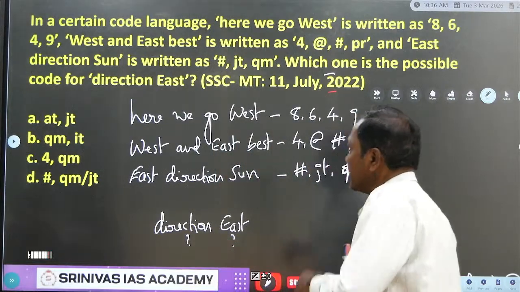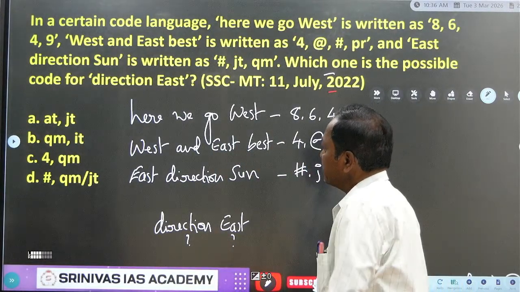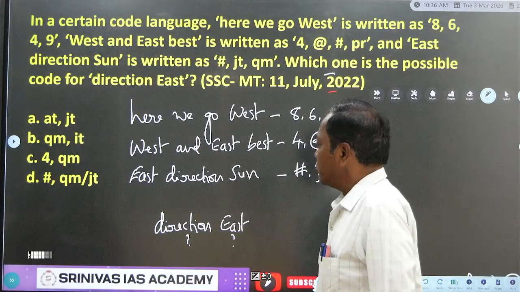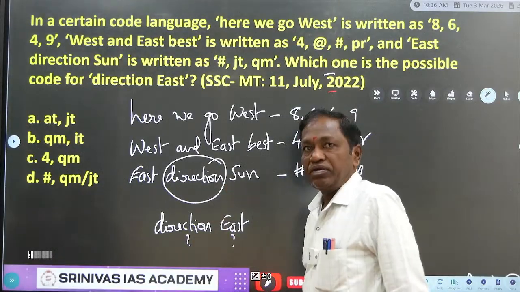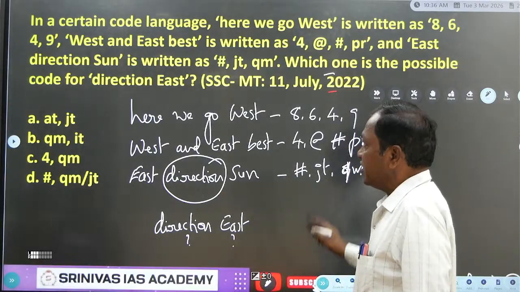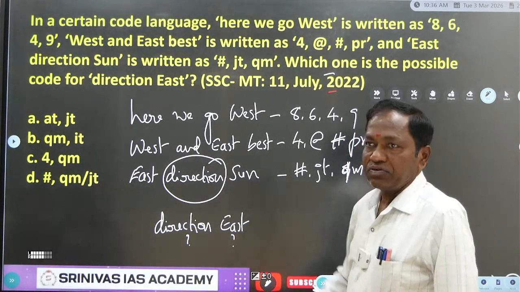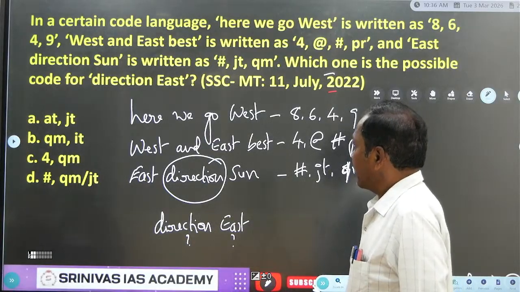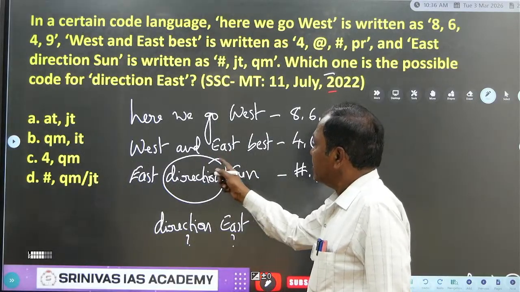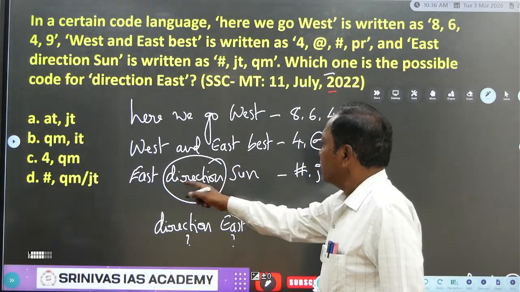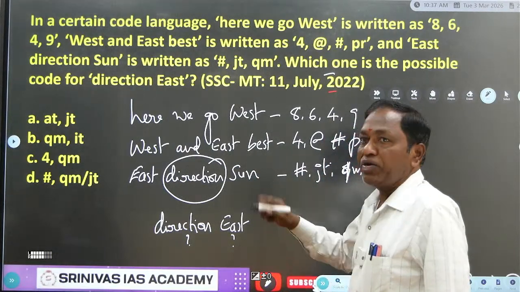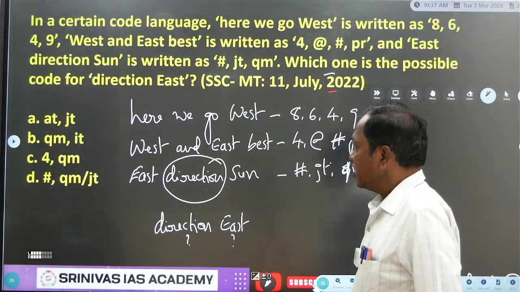Now let us see direction. In the first group we don't see the word direction, and in the second group also you don't see it, only in the third group. It is the second word, JT, and there is no such option. Now East can be seen in the second and third group. In the third group East is the first word, ash. It means you have to take the commonalities.